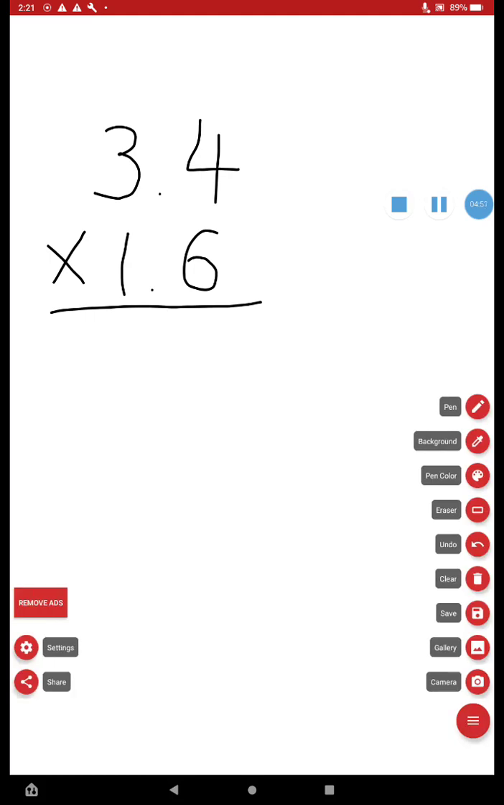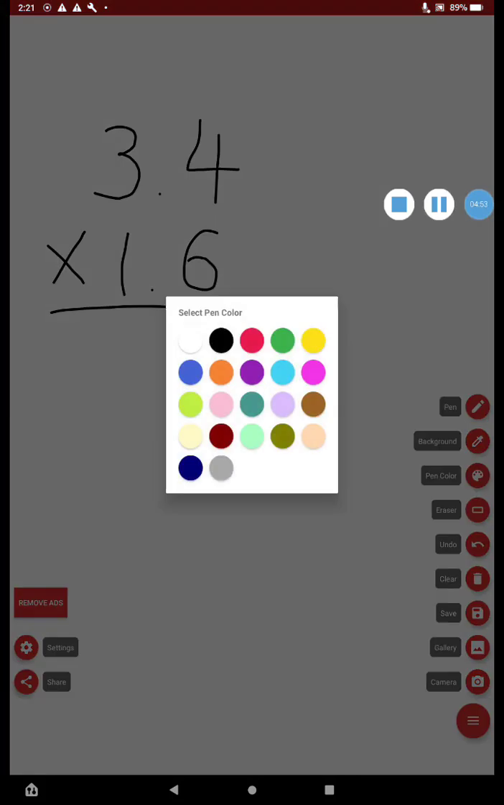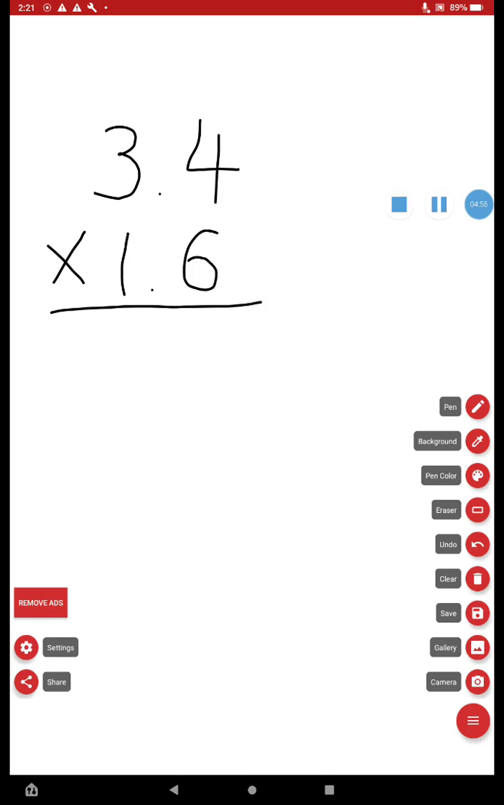All right, and the last example we're going to do is we are going to review how to multiply decimals that are bigger than 1. So I have 3 and 4/10 times 1 and 6/10. Remember, the first thing I do is I pretend the decimal point's not there, and I pretend like I'm just multiplying 34 by 16. 6 times 4 gets you 24, write down the 4, carry the 2. 6 times 3 gets you 18, plus 2 is 20.